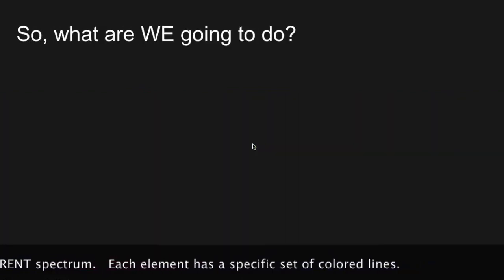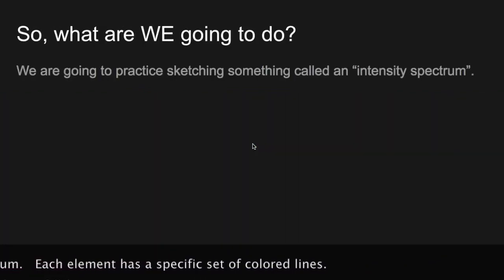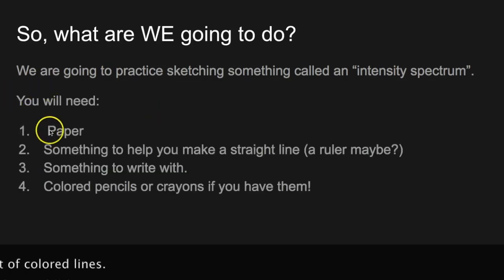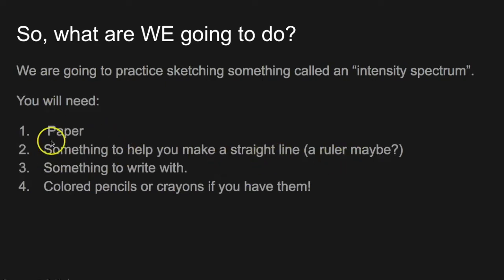So what are we going to do? We're going to practice sketching something called an intensity spectrum. You will need paper and something to help you make a straight line, a ruler maybe, something to write with, and colored pencils or crayons if you have them. So right now you can pause the video and go get all this stuff. I'm going to keep going, but pause the video if you need to go get some of this stuff. And we're going to sketch, I hope.